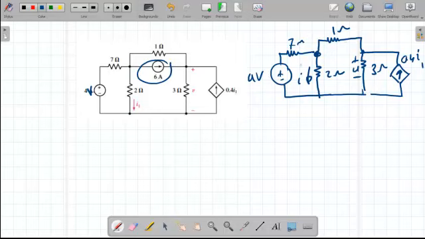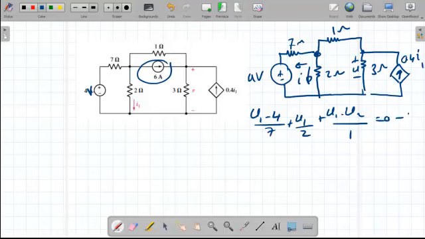So V1 minus 4 over 7, the current here. The current in this resistor is just V1 over 2. The current in this resistor is V1 minus V2 over 1, equal 0. Then from this we can simplify this equation to V1 minus 7 V2 equal 4.